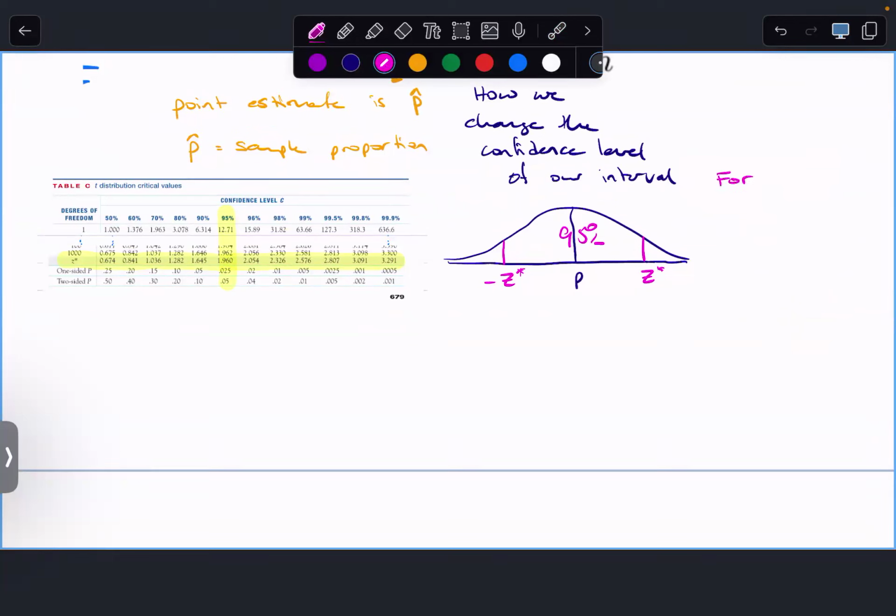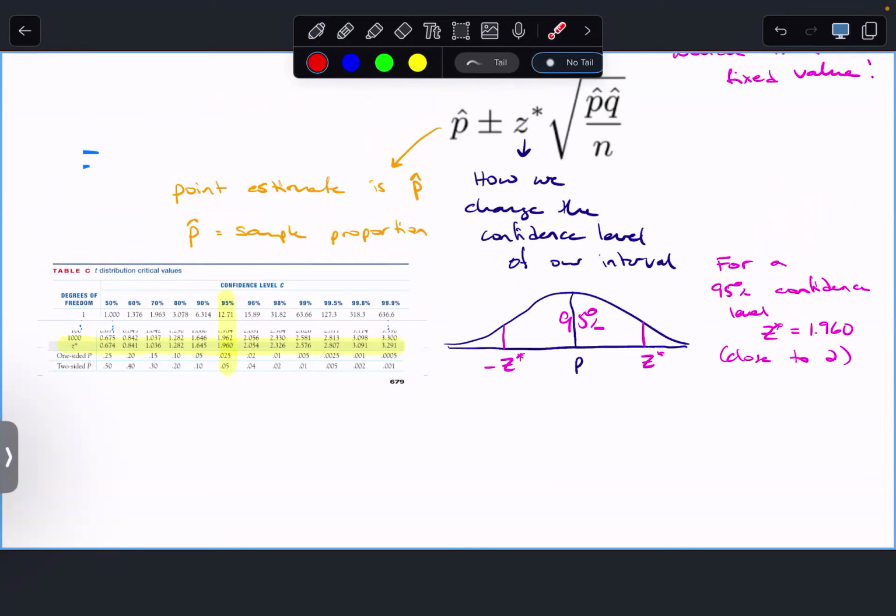So for a 95% confidence level, Z star is 1.96, which I would argue is close to 2. But we want to use that more precise value just because we can. So this Z star is how we change the confidence level. If you go out further, if you make a wider interval, then you can be more confident, right? I'm very confident that this interval captures my population proportion.